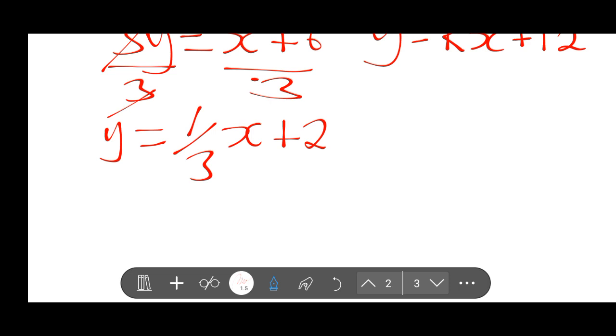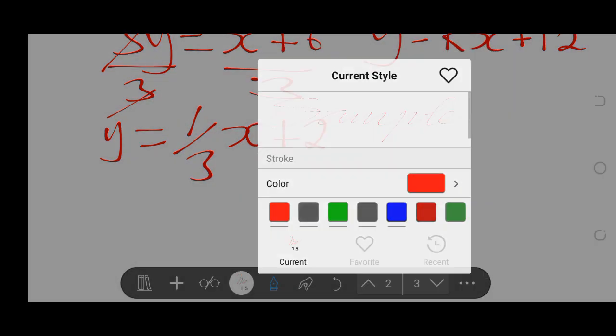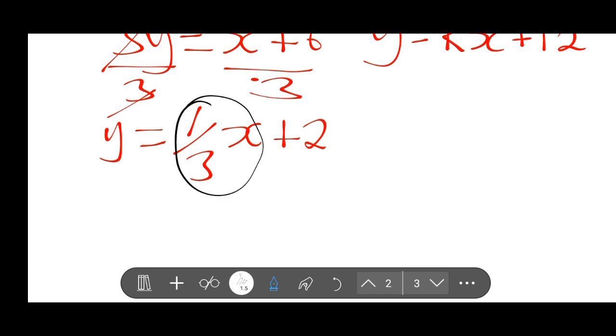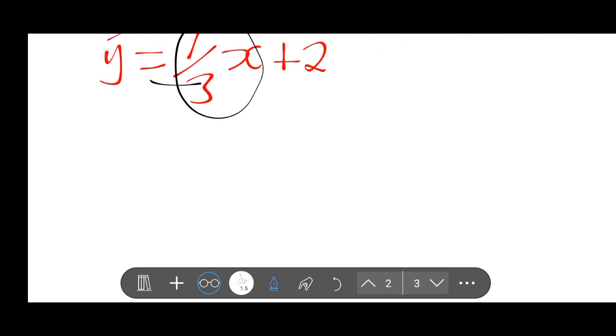Okay, so since the coefficient of x here is 1 over 3, the gradient in here is 1 over 3. Now, for this line to be perpendicular to the line above, the product of the two gradients must be negative 1.